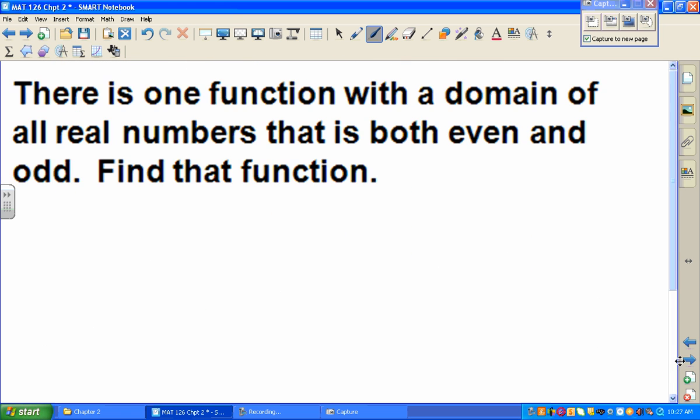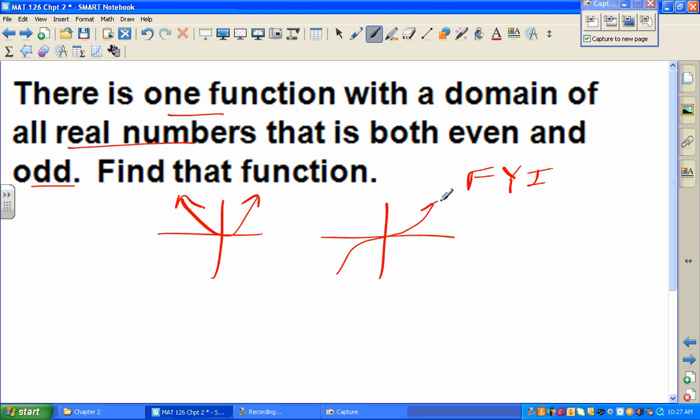There's one function with the domain of all real numbers that is both even and odd. Find that function. This is like one of those FYI moments. That means it must have symmetry over the origin and symmetry over the y-axis. Interesting. A line.